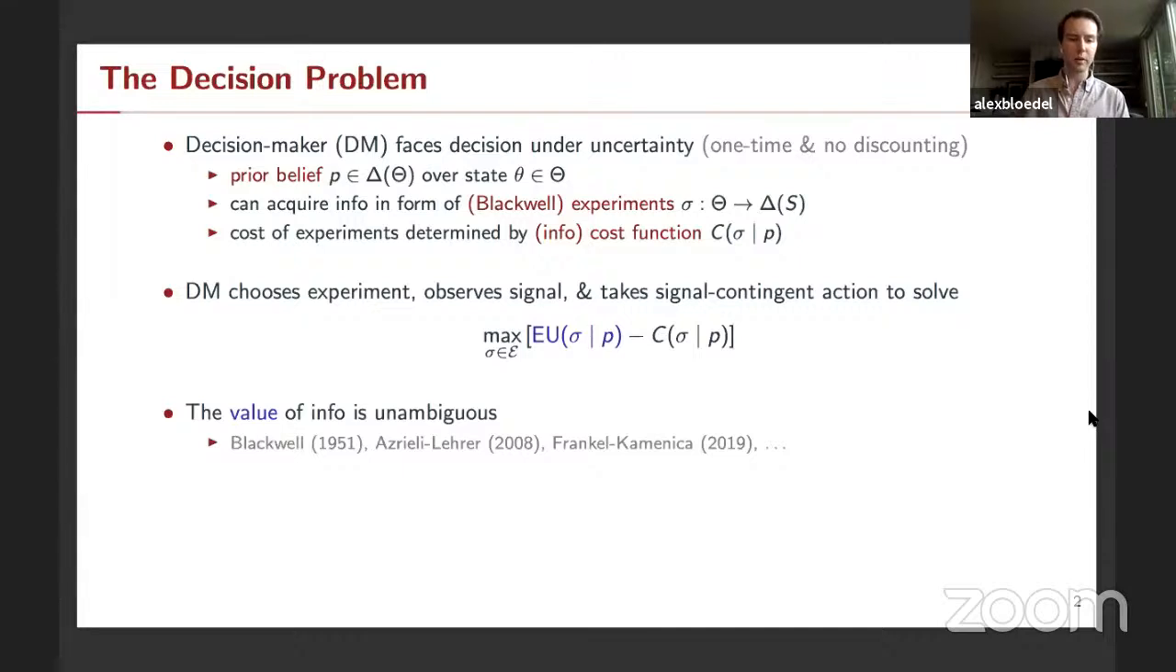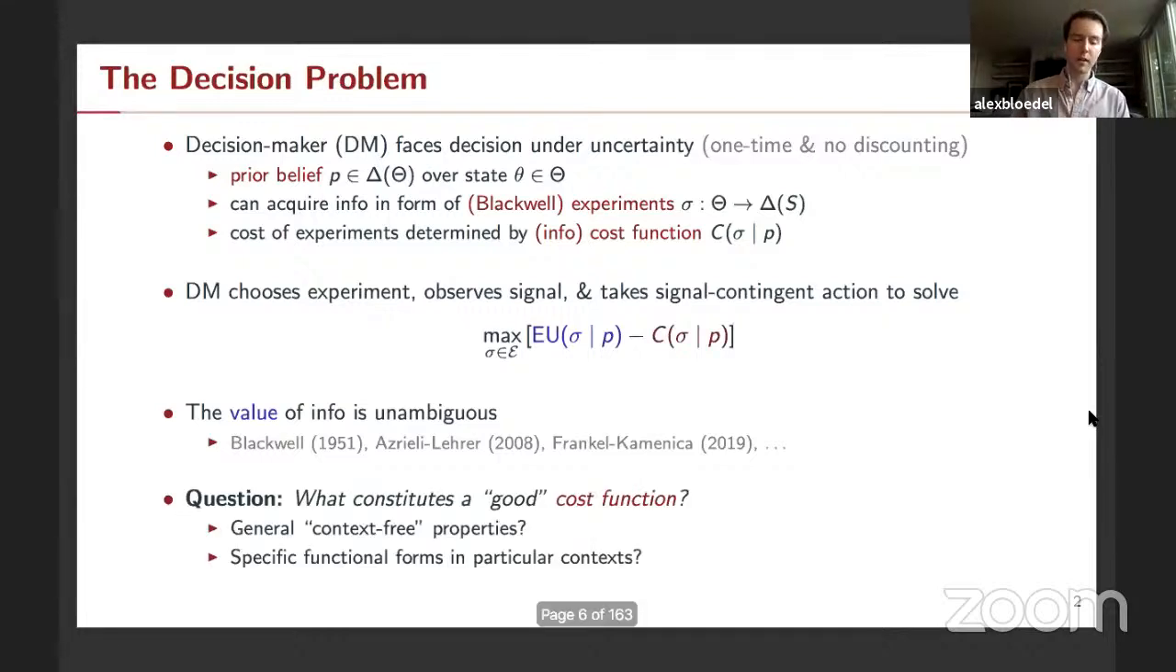Now, in such environments, the value of information is unambiguous. It's completely pinned down by the utility function and by the action set. The question that we address in this paper, which has remained largely open, is the complementary one, namely, what constitutes a good cost function? Are there particular properties that this cost function C should satisfy no matter what the economic context is? And should we be using particular functional forms for use in specific economic settings?